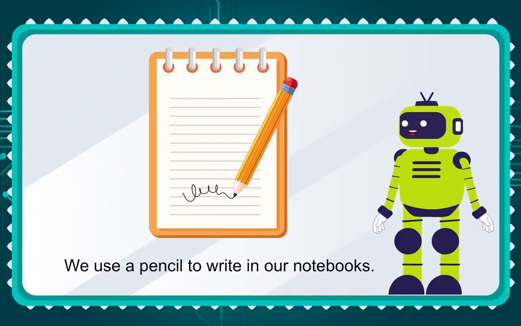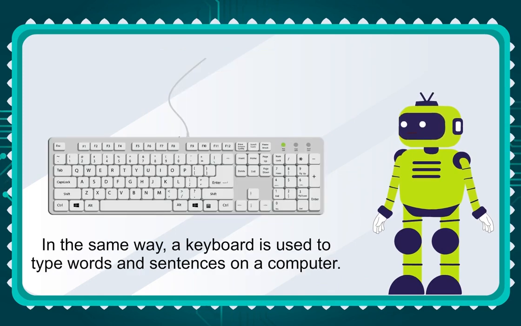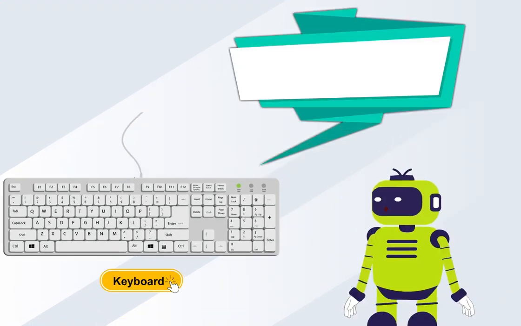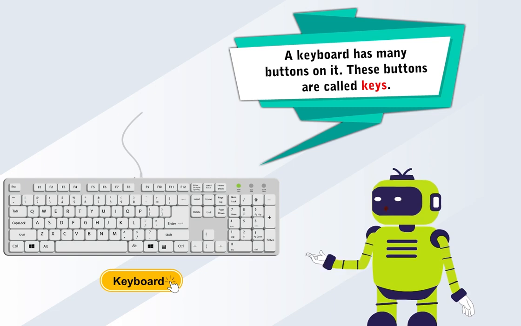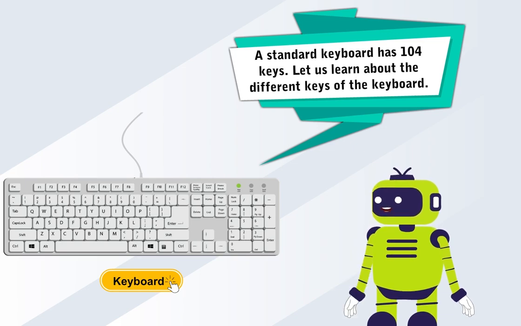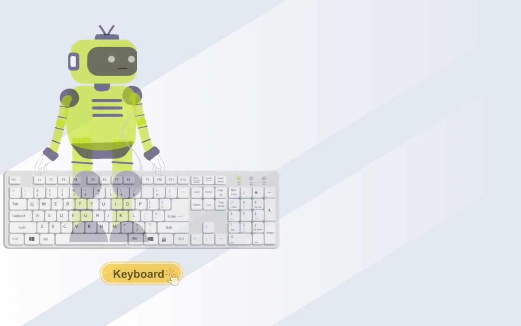Keyboard. We use a pencil to write in our notebooks. In the same way, a keyboard is used to type words and sentences on a computer. A keyboard has many buttons on it. These buttons are called keys. A standard keyboard has 104 keys. Let us learn about the different keys of the keyboard.